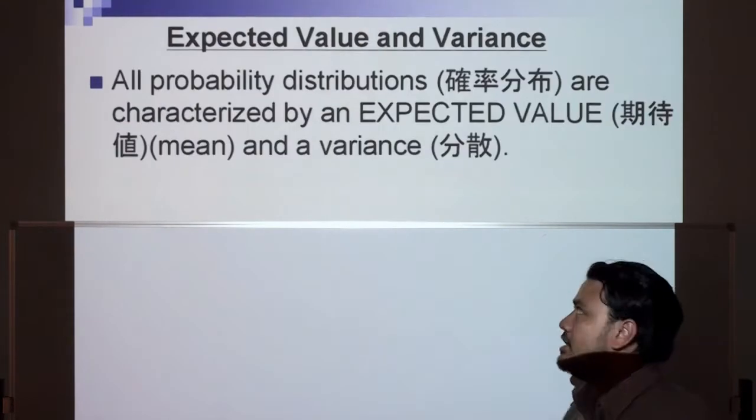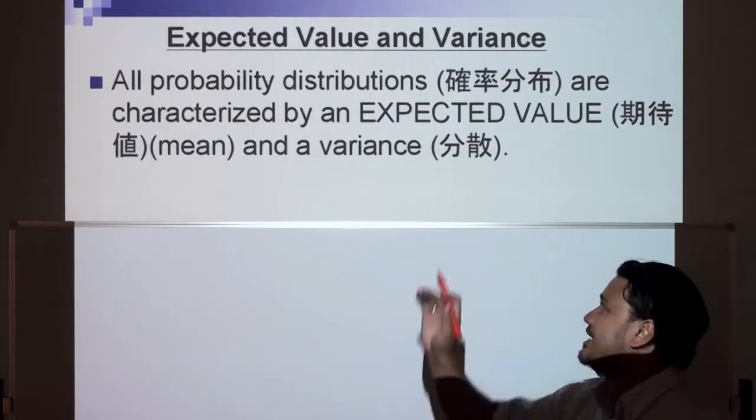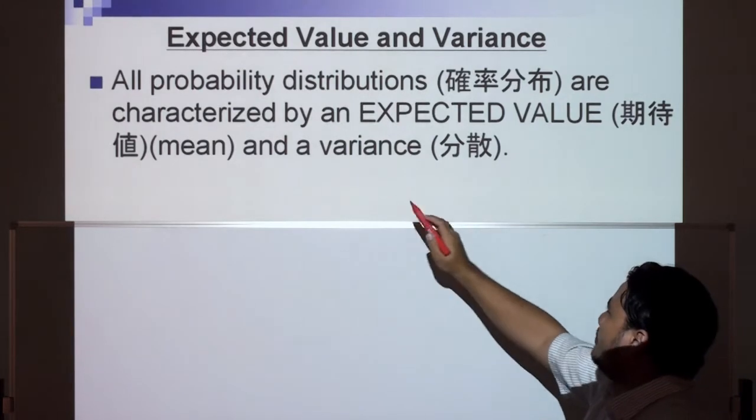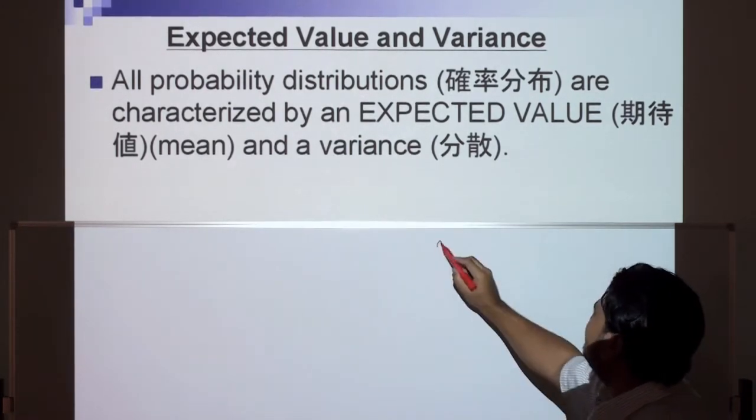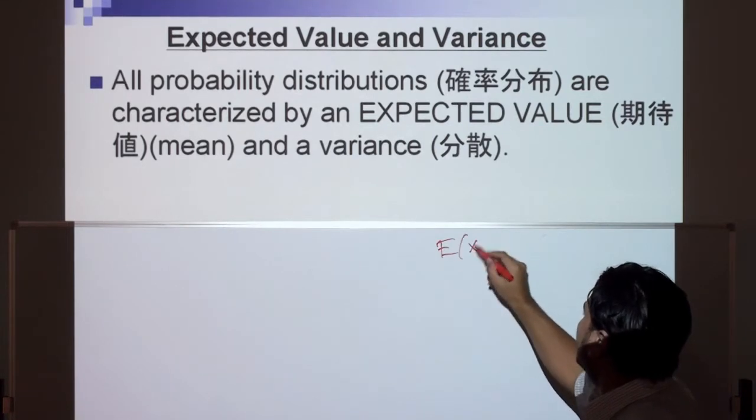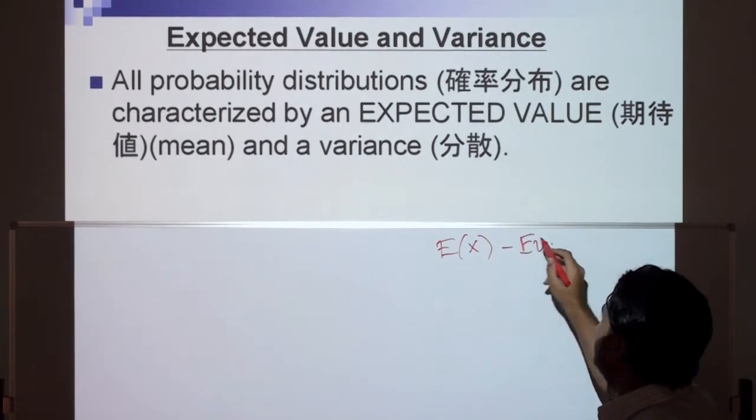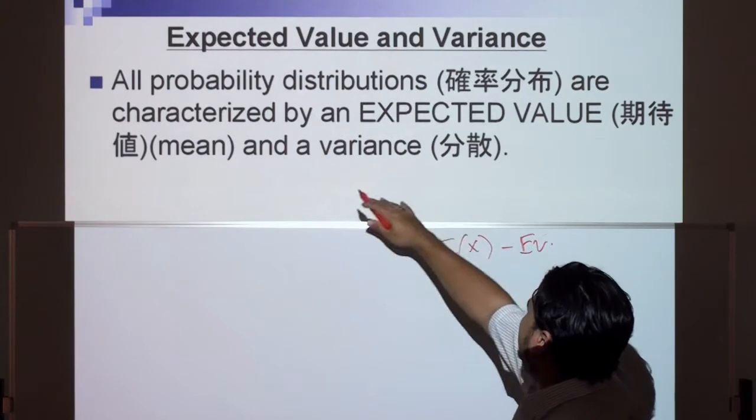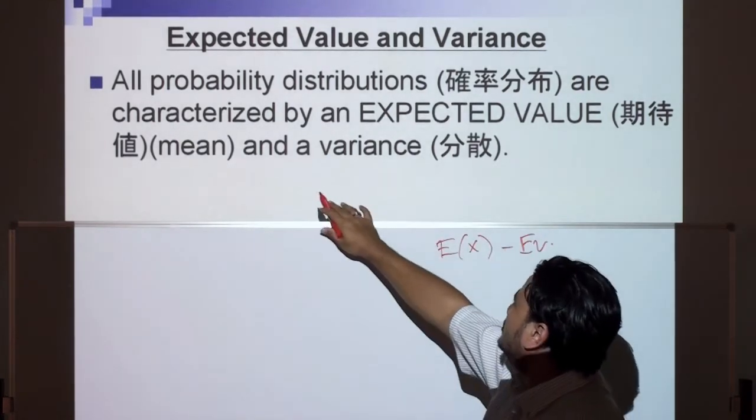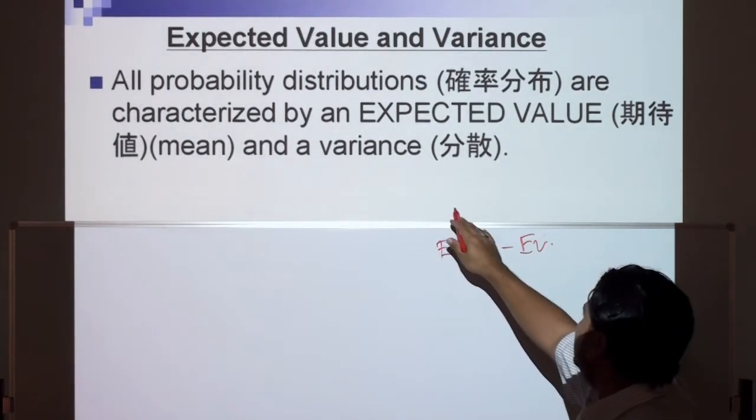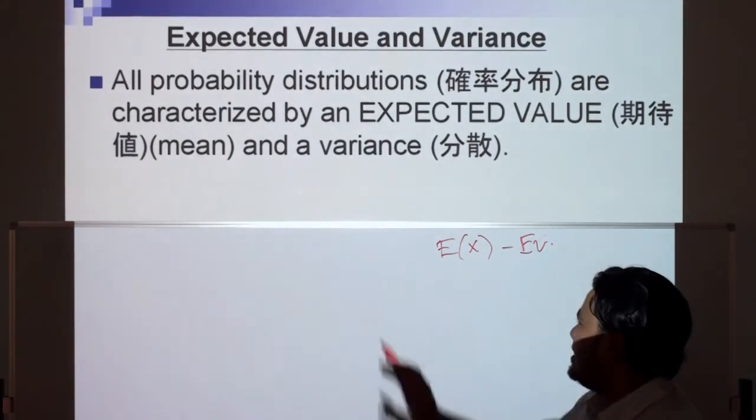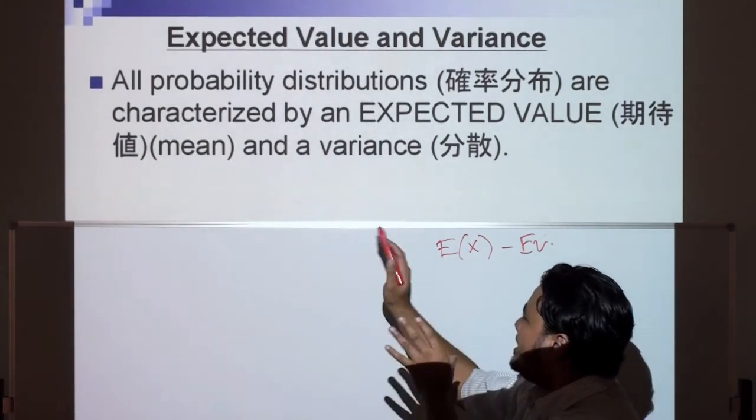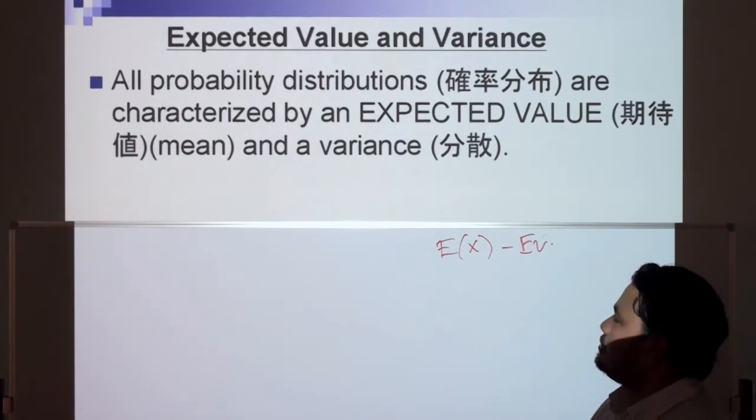Let's move on. Today we're going to be talking about the expected value. All probability distributions are characterized by an expected value. We're not going to cover that today, but this expected value also includes a variance. Some may see the expected value as the mean. In a way it's a mean, but it's a weighted mean. It's a weighted average. Let's go through that.